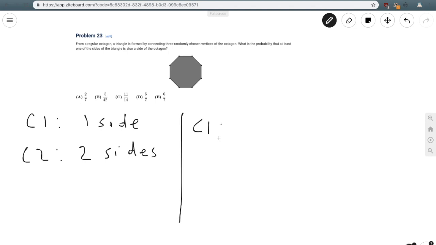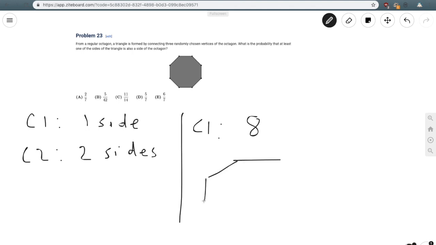For the first case, what I notice is that an octagon has 8 sides. So to choose which side of the triangle I want to have in common with which side of the octagon, I have a total of 8 possibilities. I can make any of these sides be the same for both the octagon and the triangle. 8. But here's a catch.